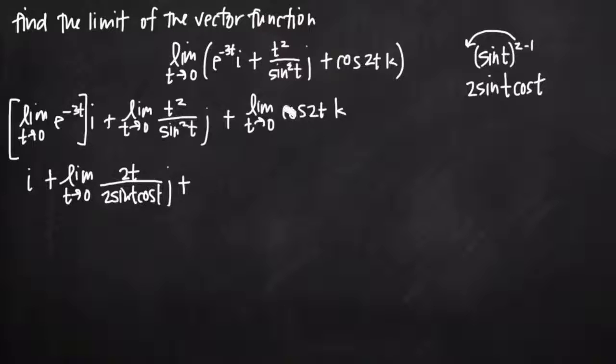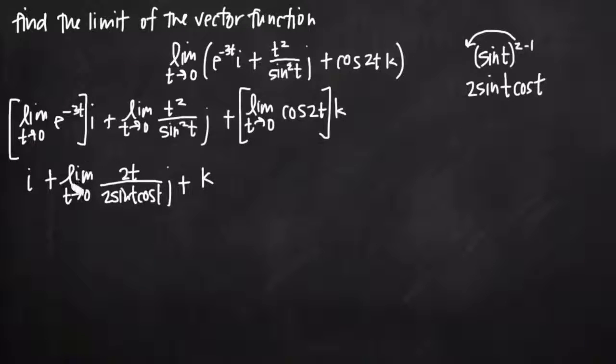Now for the coefficient on k, cosine of 2 times 0, or cosine of 0, is equal to 1, because cosine of 0 is 1. So this whole limit as t goes to 0 of cosine of 2t just becomes 1. We get 1k, or just k. So i and k simplified really easily. We just need to go back to our j component here.